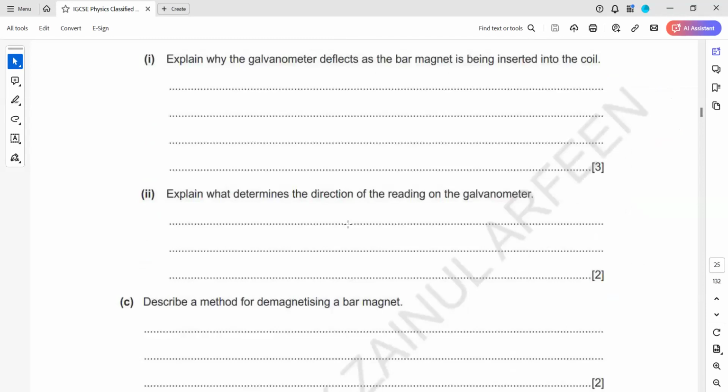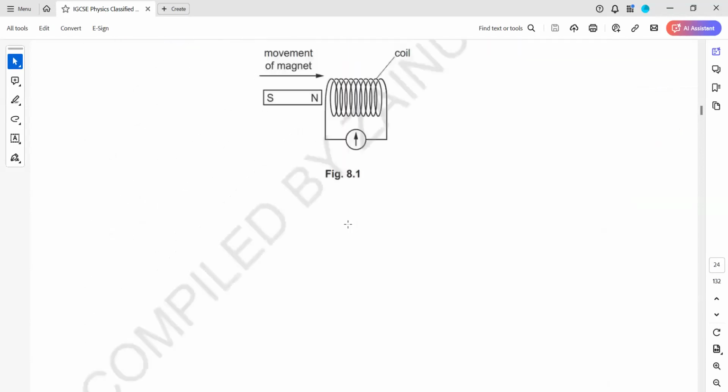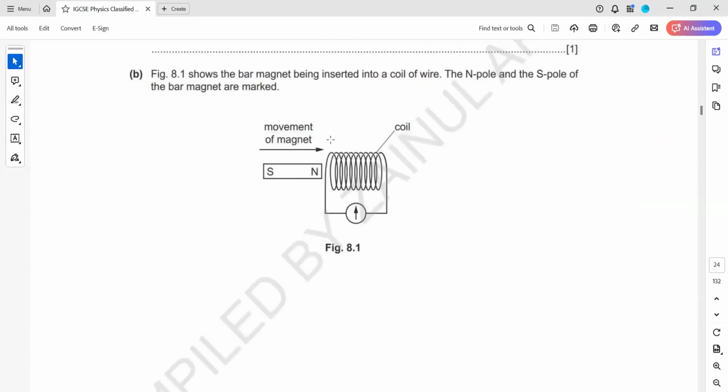What determines the direction of a reading on the galvanometer? It depends on the speed at which we move the magnet. It depends on the number of turns. It depends on the strength of the magnet. So the EMF induced depends on three factors: the number of coils which we use, the strength of the magnet, and it also depends on the speed.